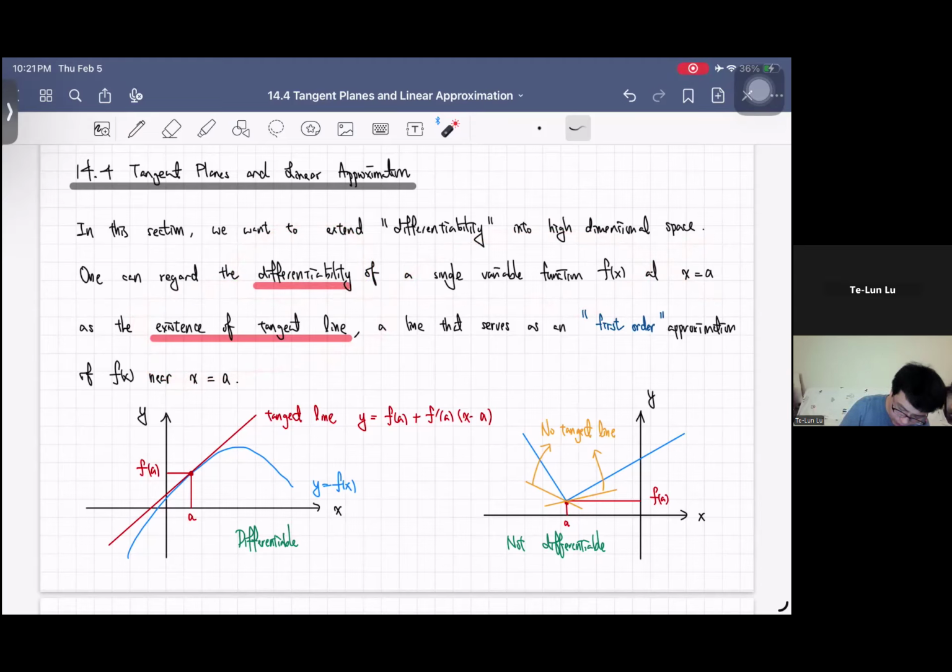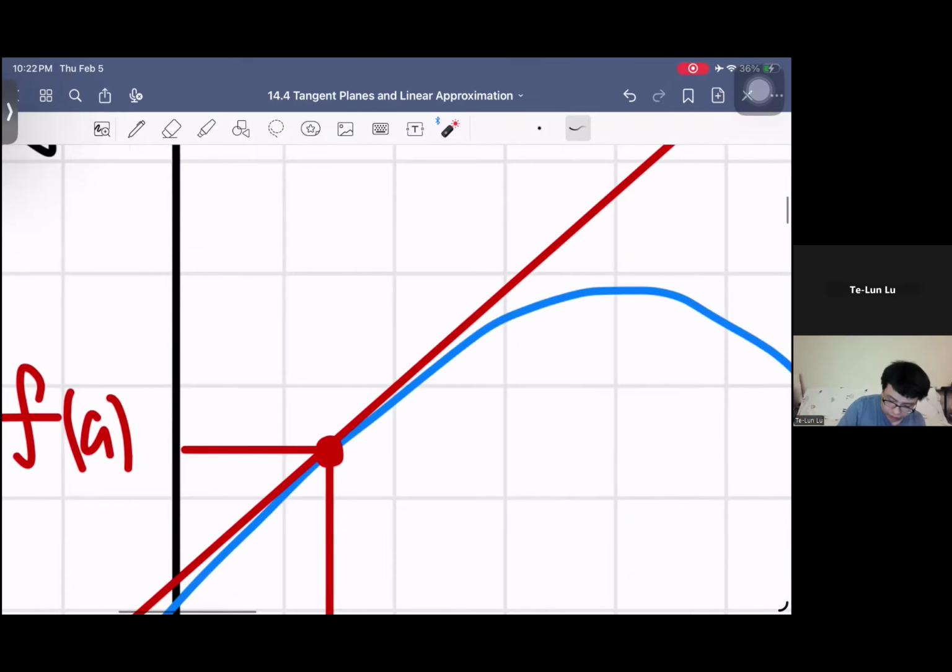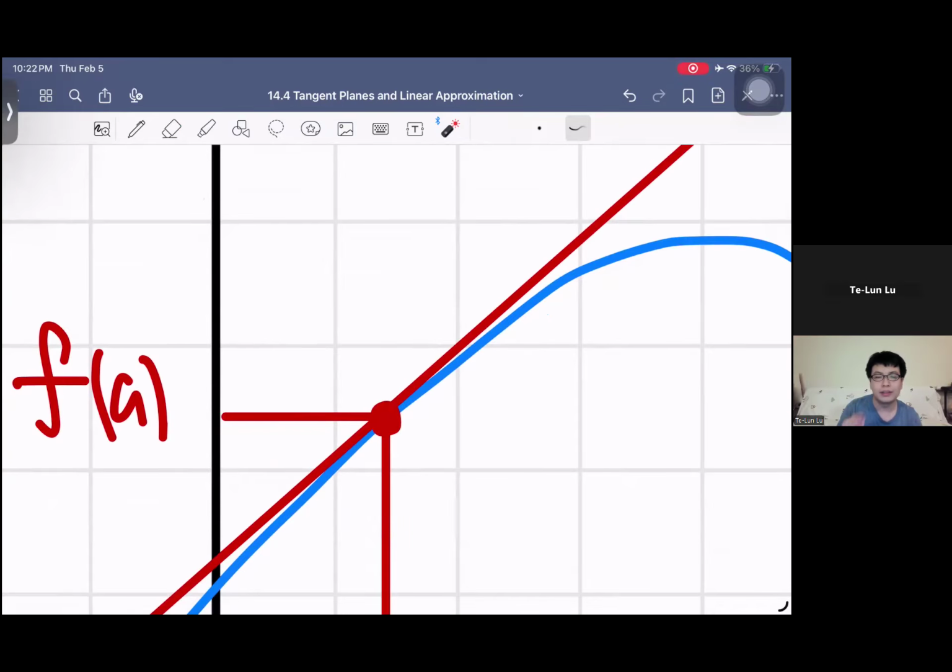You see that given this blue function, it is differentiable at the point a in the sense that the tangent line actually exists. And why is the tangent line so important? You can see that the tangent line actually looks very much like the function near the point, in the sense that if you zoom in on the function at the point, those two almost coincide.